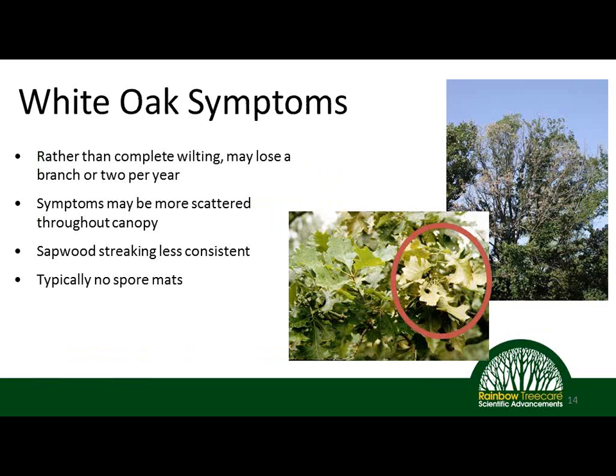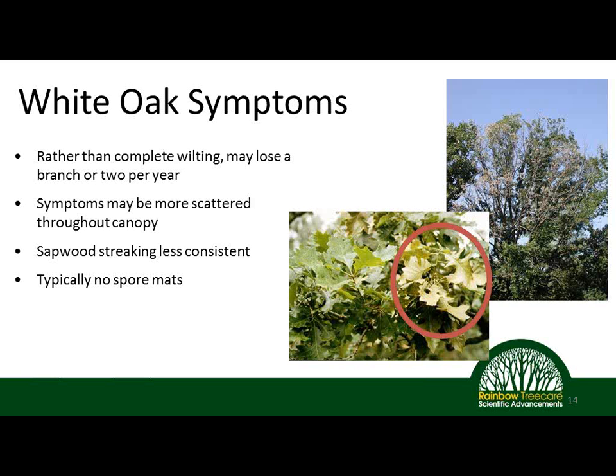White oak symptoms, if you look at the tree itself, typically you're going to have wilting that will be a little bit more sporadic in white oaks. They have an ability to better ward off the oak wilt pathogen, and in some cases you'll see a branch or two dying per year. In a lot of cases, white oaks, bur oaks can withstand oak wilt infection and can live with the fungus and not even be killed by it.